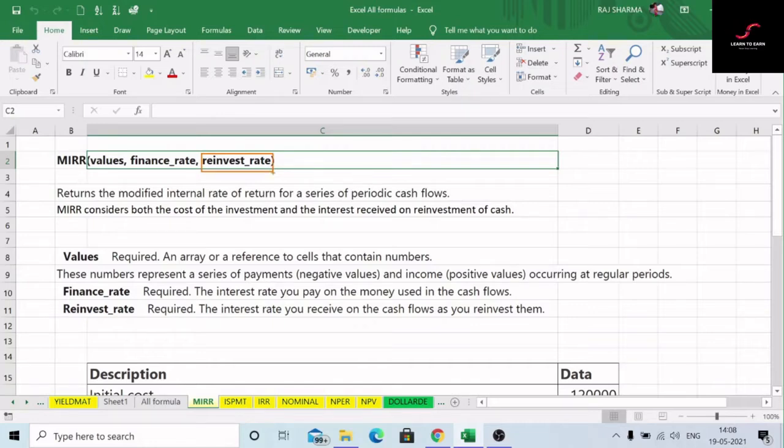So whatever returns are being generated on account of the initial investment in the subsequent years, when you are reinvesting those returns, they also fetch some interest. That is also considered to arrive at the modified rate of return.